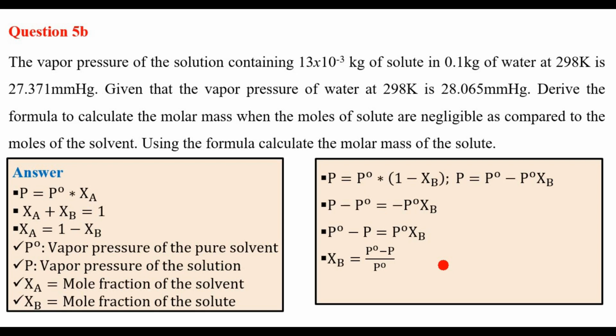Molar fraction of the solid is equal to the vapor pressure of the pure solvent minus the vapor pressure of the solution, dividing with the vapor pressure of the pure solvent. That is so far the first formula that we have. We can get the molar fraction of the solid. Then let's use another formula.